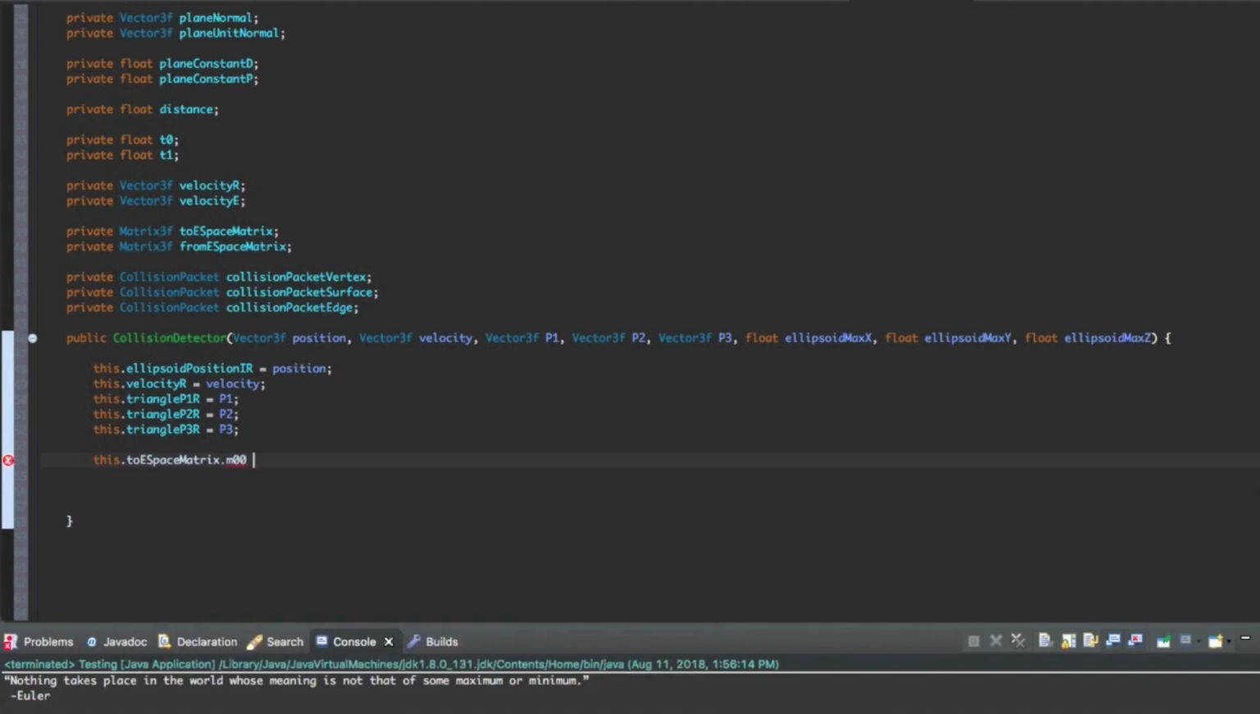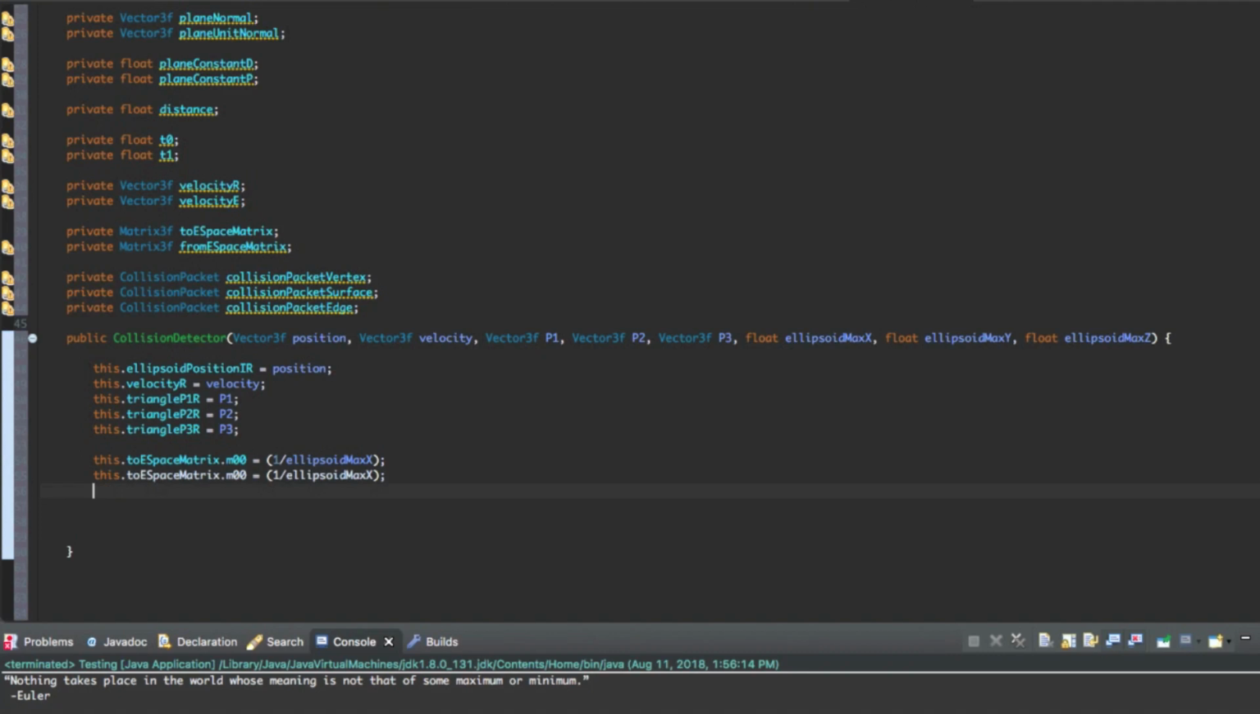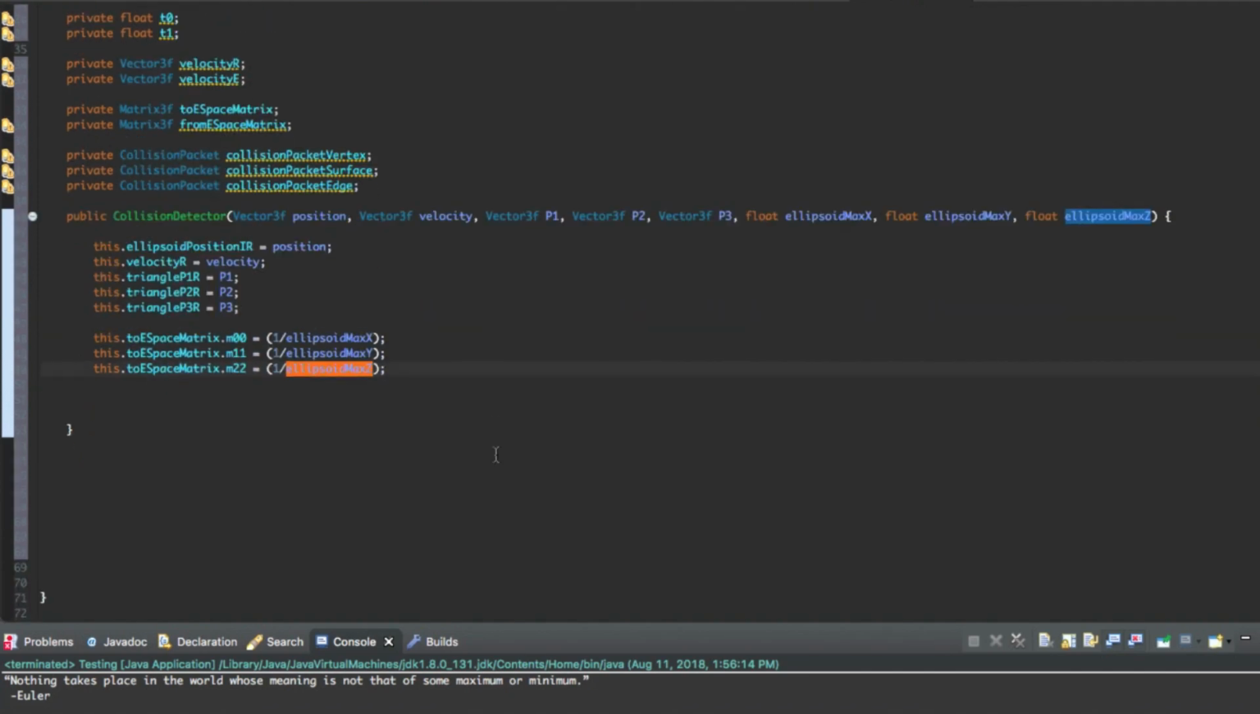And we'll also set the main diagonals of our 3x3 transformation matrix to the inverse of the ellipsoid x maxima, the inverse of the ellipsoid y maxima, and the inverse of the ellipsoid z maxima, respectively. So those are the top left, the middle entry, and the bottom right entry. And yeah, so that's the constructor complete.